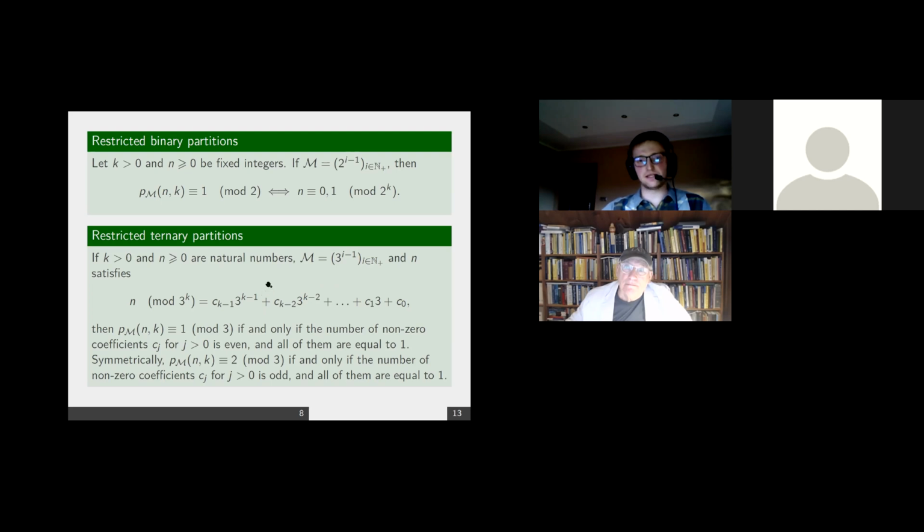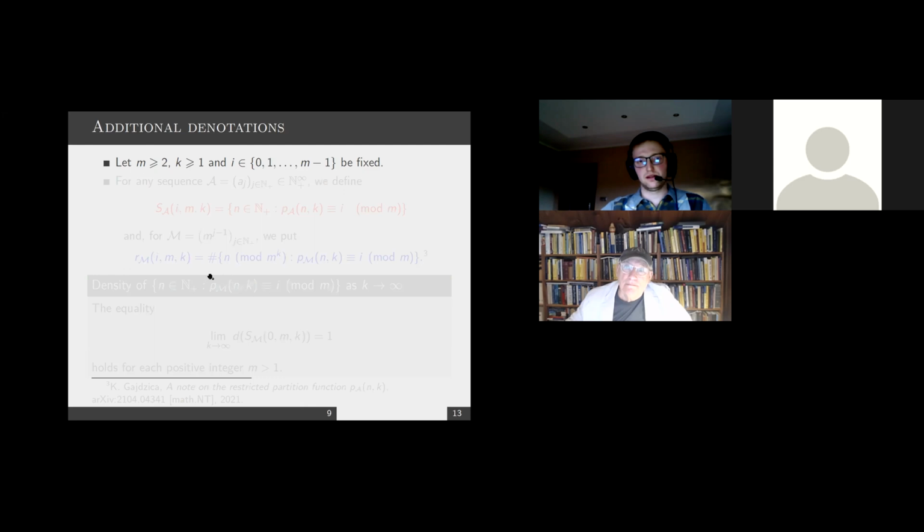Okay, great. So let us add some notation. Let n be greater or equal than 2, k be greater or equal than 1, and i be a number from the set 0 up to n minus 1, be fixed. And let us assume that curly A is a sequence of positive integers. We define the set S_A(i, k) as the set of those positive integers n such that p_A(n, k) is congruent to i modulo n.